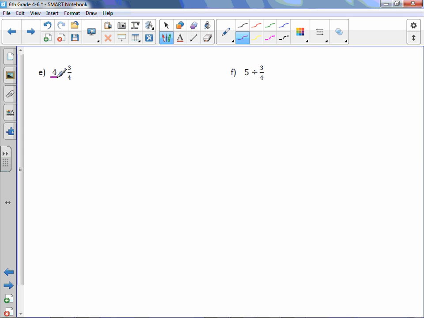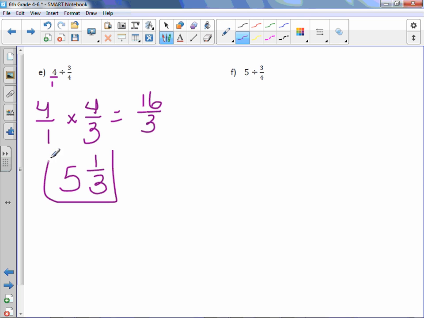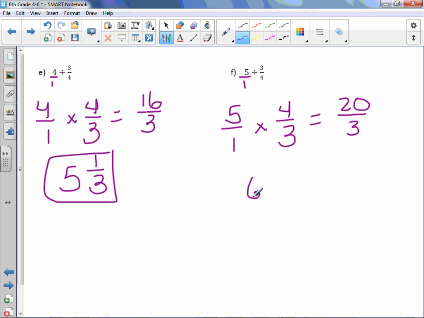Letter E, put your whole number over 1. I will not divide. I will multiply by the reciprocal. We would get 16 over 3. As a mixed number is 5 1/3. Letter F, put your whole number over 1. I will not divide. I will multiply by the reciprocal. 5 times 4 is 20. 1 times 3 is 3. This goes in 6 times with 2 left over, so 6 2/3.